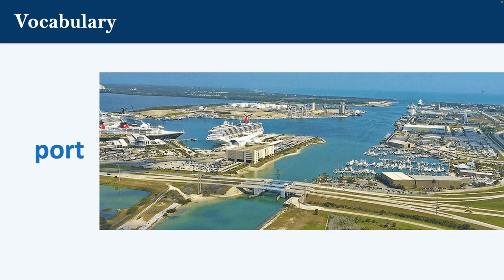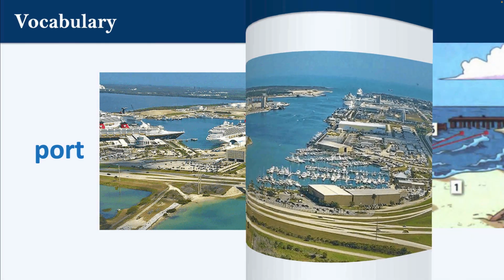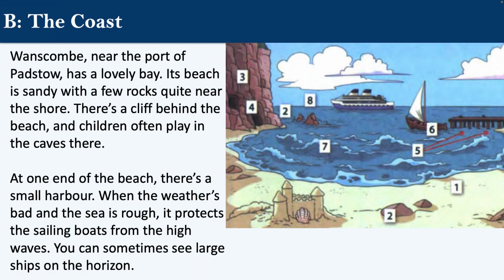Next is port. Port has two meanings. We will talk about them. Now let's read a text about the coast and review some of the words.